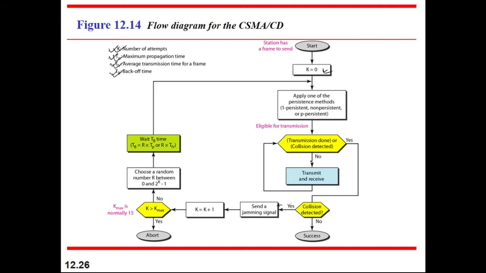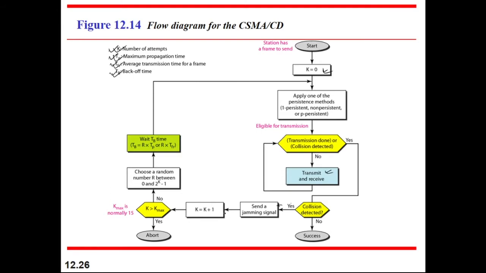If a collision does not happen, then what will be done? The data is transmitted and received, and again you send another data. This process will go on. Similarly, if a collision is detected, then send the jamming signal to the different hosts and increase the value of K, that is, you need to attempt again.